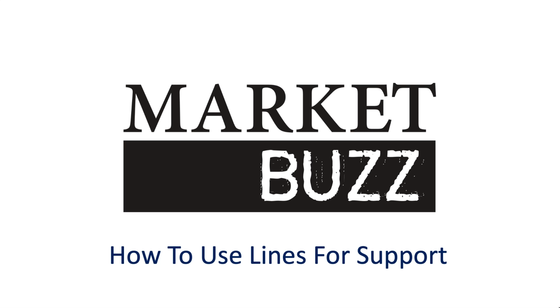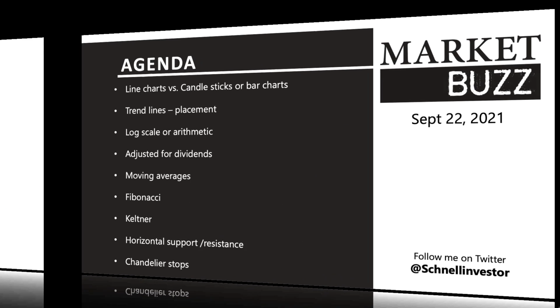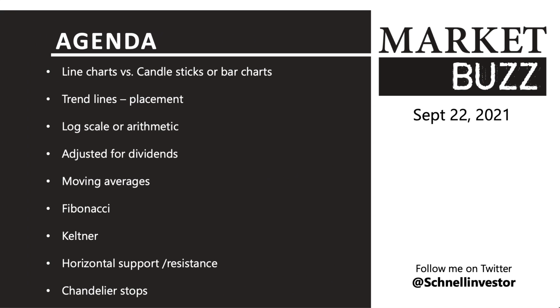And I think the best way to do that is put it in a video and then show all the different alternatives. So we're going to cover off line charts versus candlestick and bar charts, trend line, where to place them, log scale or arithmetic scale, adjusted for dividends or not, moving averages, Fibonacci, Keltner, horizontal support and resistance, and Chandelier Stops. So we've got lots to get to, so let me jump into it.